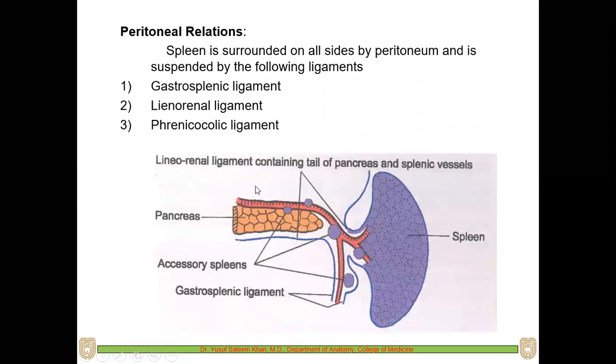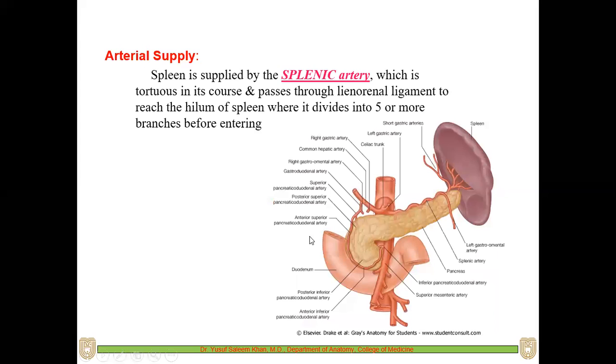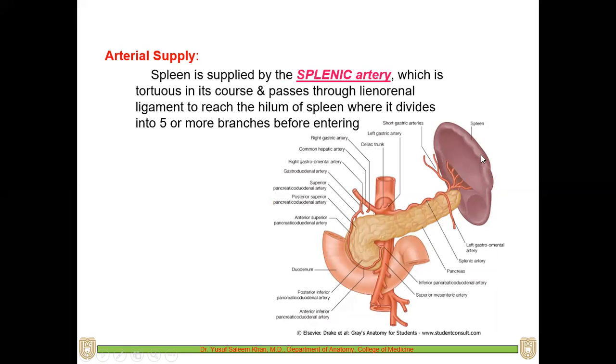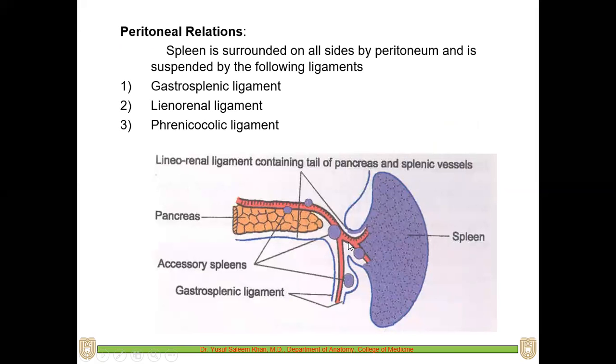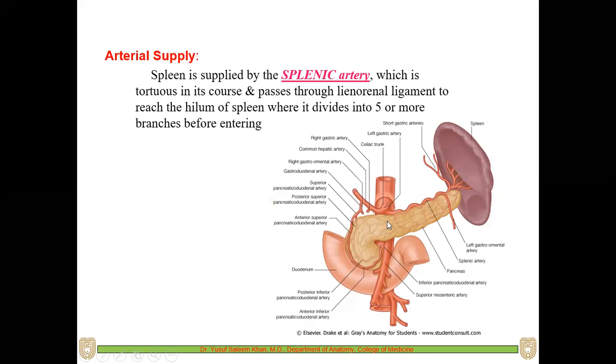So in the previous picture, if you see here, this is the same splenic artery. It is passing through the lienorenal ligament to reach the hilum of the spleen. As it reaches the hilum of the spleen, it divides into 5 or more branches. As you can see here, there are multiple branches. So it doesn't branch after going inside, but it branches outside and then enters the spleen. Even in this previous picture, you can see the branching, then it enters the spleen.